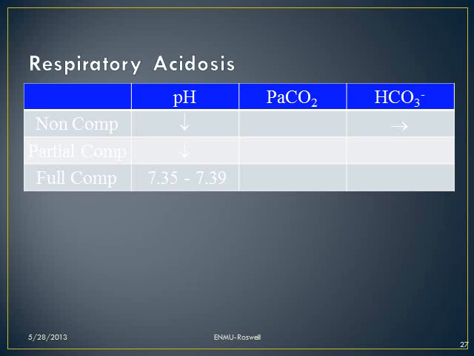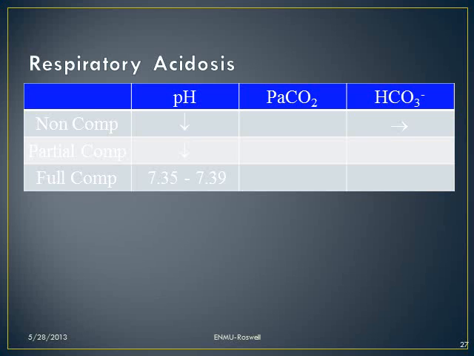The slides did not come out like they were supposed to. But if you can see, on the top line we have non-compensated, the middle line is partially compensated, and the bottom line is fully compensated. So in a respiratory acidosis, our pH is going to be low, our bicarb is going to be unchanged, and our PaCO2 should be high because it's a respiratory involvement.